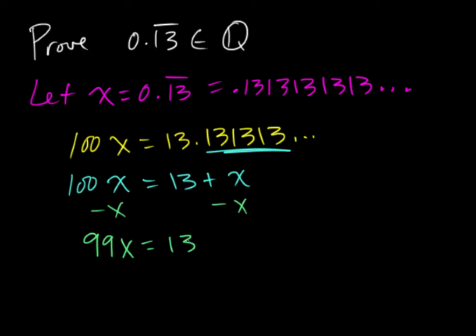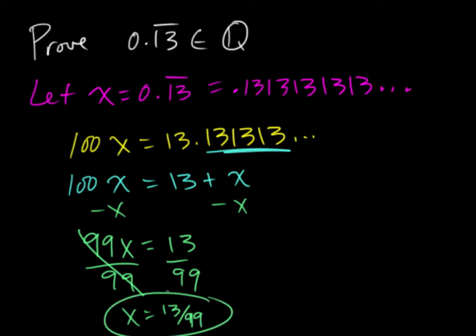And from there, if we solve for x, x is equal to 13 over 99, which we know is rational. So x is contained in the set of all rational numbers, and therefore 0.13 repeating is contained in the set of all rational numbers.